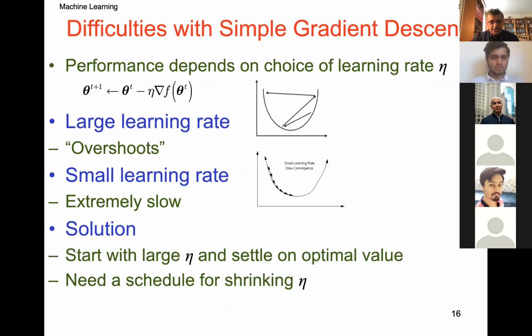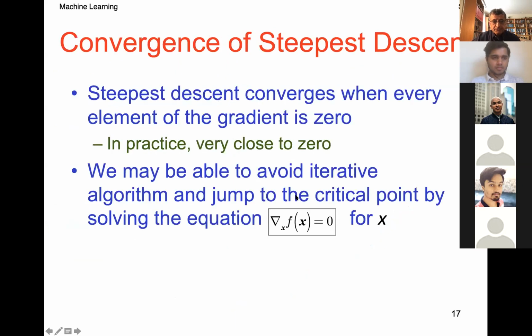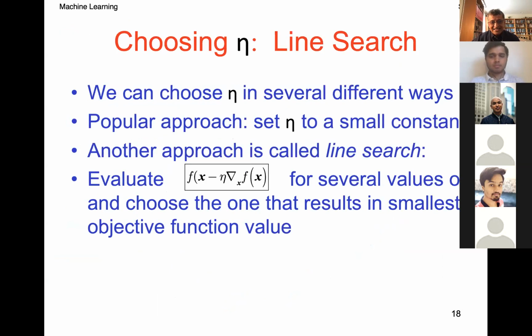And here are the difficulties with simple gradient descent: there is overshooting or extremely slow progress. This is the overshooting method. It is jumping like that, whereas the other one is going slowly like this. So we want to avoid both. There are some solutions for convergence. Line search is a method, as opposed to setting eta to a small constant. In line search, you evaluate for several values and choose the value that results in the smallest objective function value.